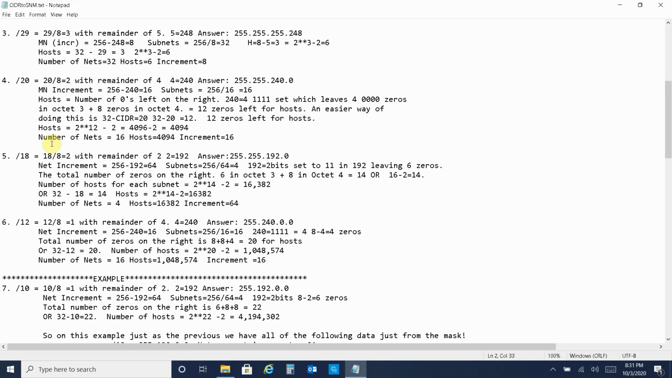So, summary: the number of nets on this one is 16. The number of hosts each net can do is 4,094. And the increment between each network is 16.